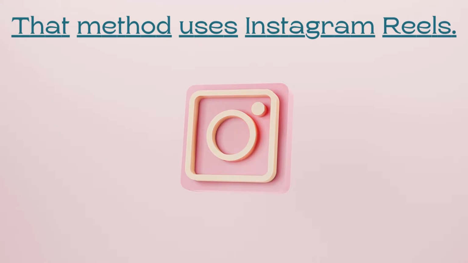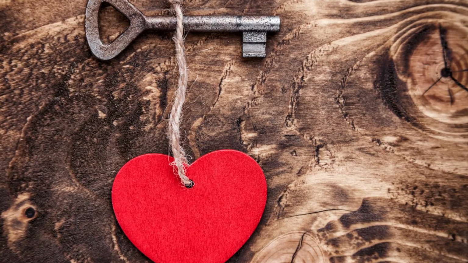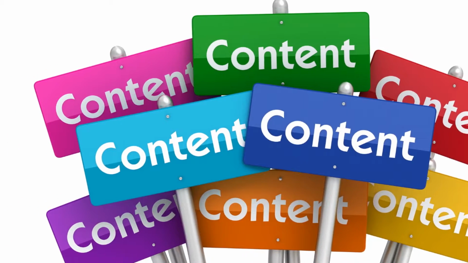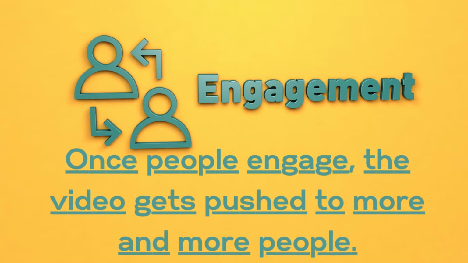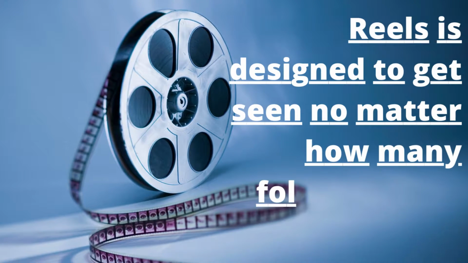That method uses Instagram Reels. I love Reels because they unlock organic posts. Instagram pushes Reels to people who have never seen your content. Once people engage, the video gets pushed to more and more people. Reels are designed to get seen no matter how many followers you have.